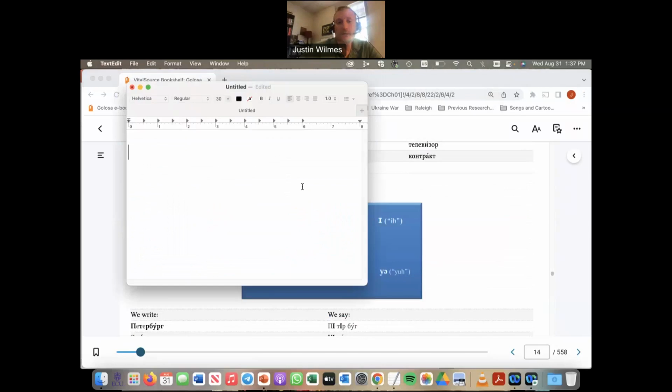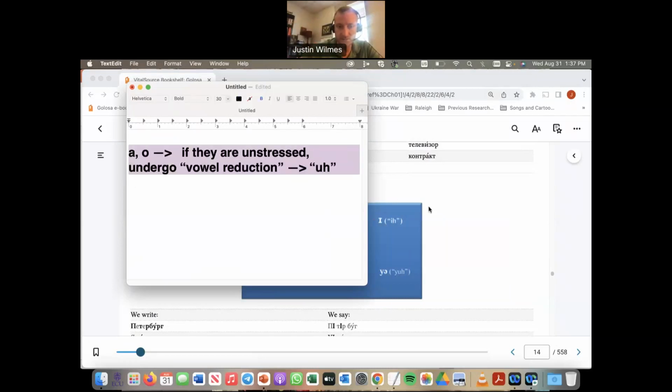But long story short, everything we just read there is basically about how A and O, if they are unstressed, undergo vowel reduction. And for the most part, they sound like "uh" (oh). Okay. Everything we just read basically boils down to that sentence right there.